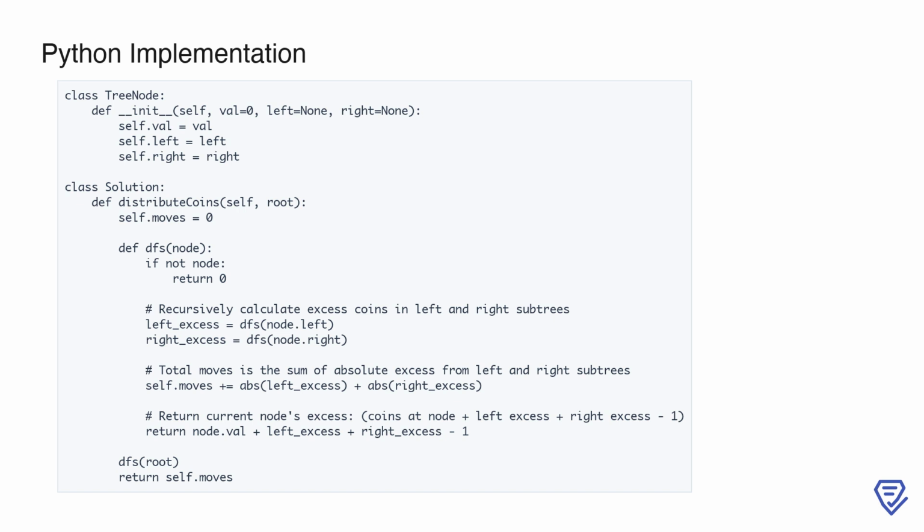7. Finally, the DFS function is called on the root node of the tree, and the total number of moves is returned as the result. This solution is efficient because it processes each node exactly once, resulting in a time complexity of O(n), where n is the number of nodes in the tree. The space complexity is O(h), where h is the height of the tree, due to the recursive call stack.